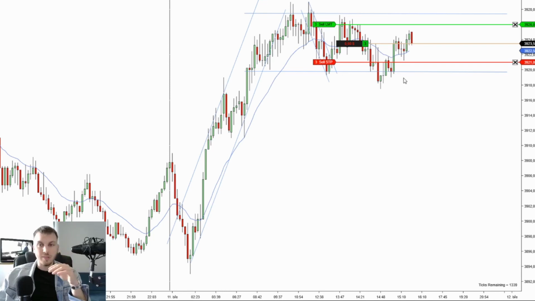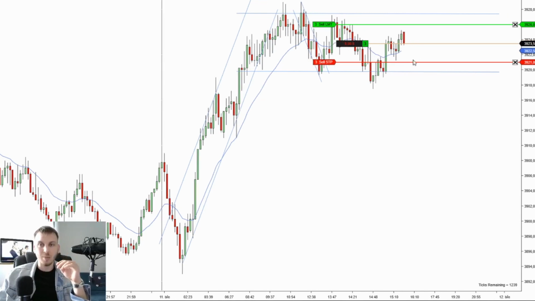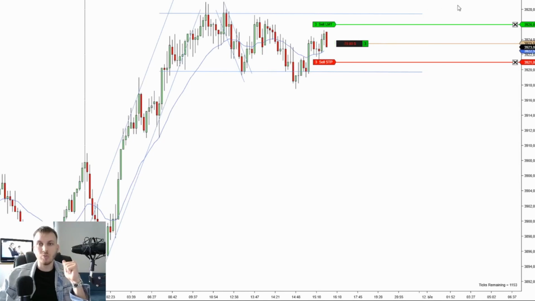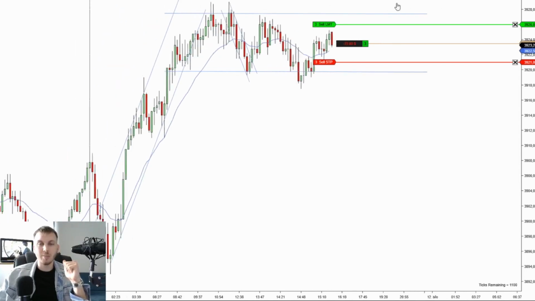But you know me, I like the two-legged pullbacks. I like the second entries at key entry points or failed second entries, and this is a failed second entry, high probability setup. That is right now kind of stalling, but we'll see what's gonna happen. I'm expecting prices to reach this higher resistance and potentially break higher.